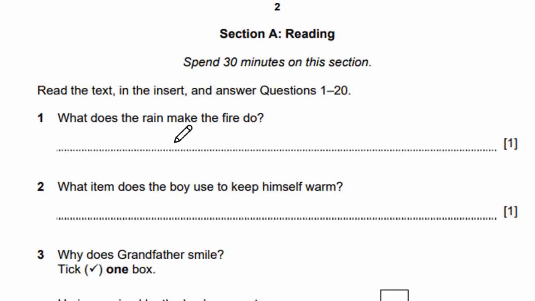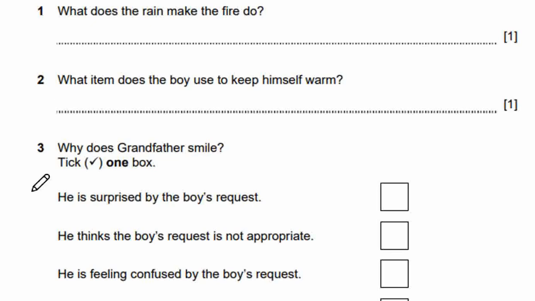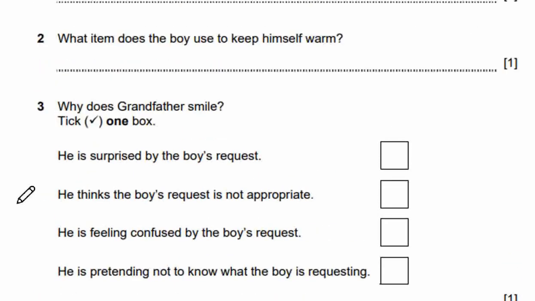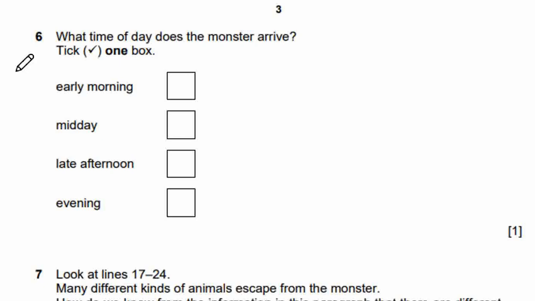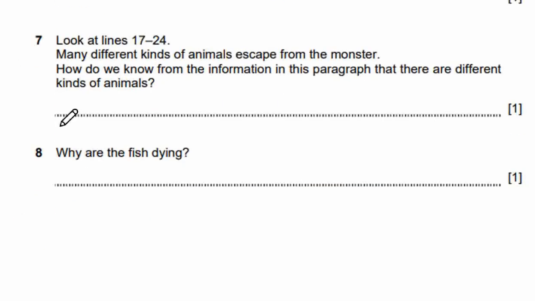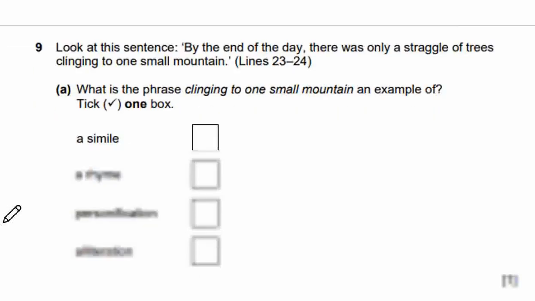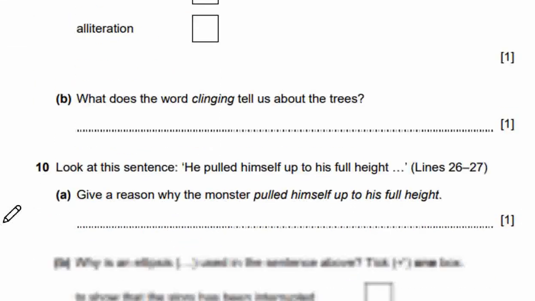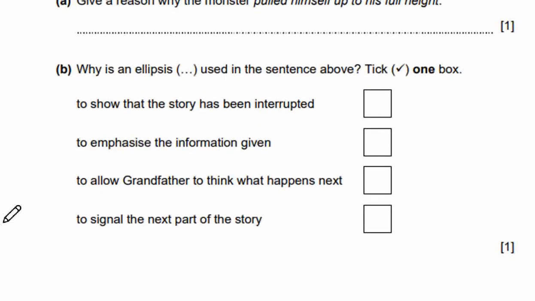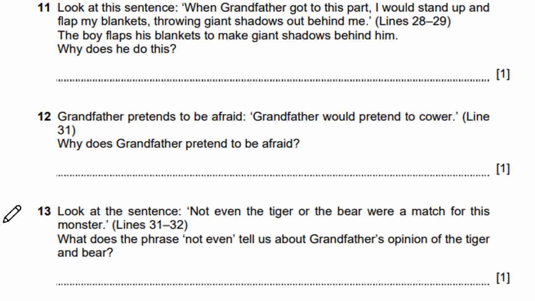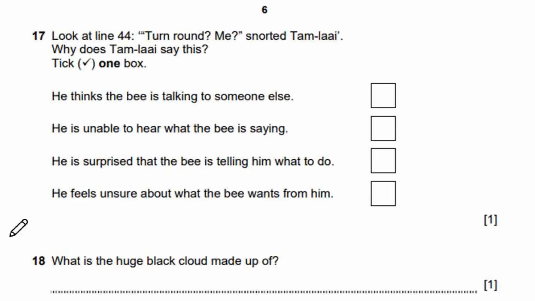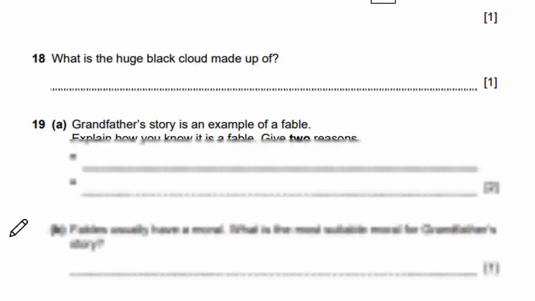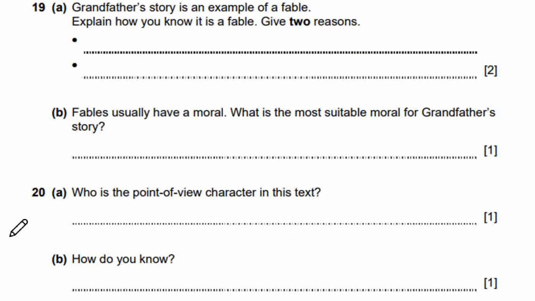This is section A, reading. Question 1 to 20. Question 1, 2, and this is question 3. Next, let's move to question 4 and 5. Here we go. This is question 6 and 7, 8, and then 9, A and B, and then 10, A and B. And next is question 11, 12, and 13. Then we move to 14, 15, and 16, and followed by question 17, 18, here we go, and 19, A, B, 20, A, B.